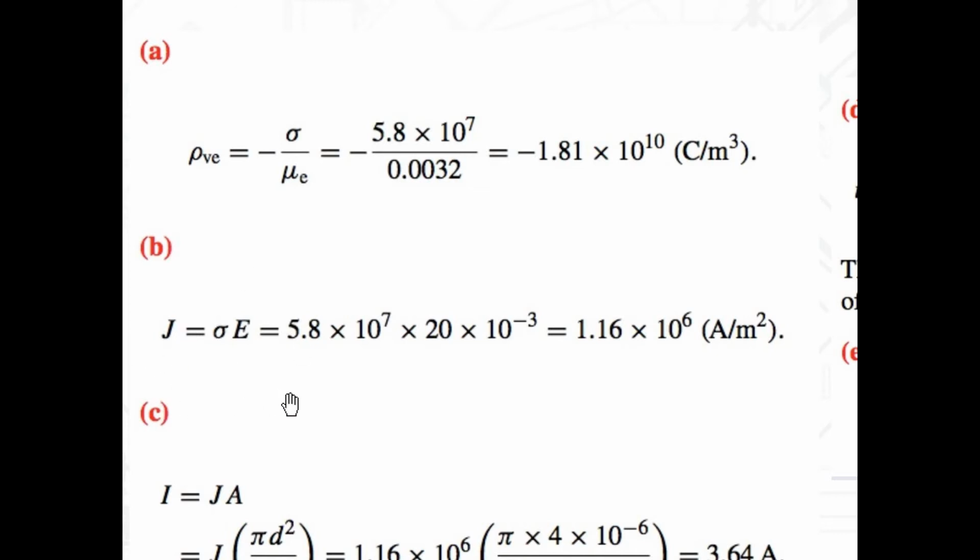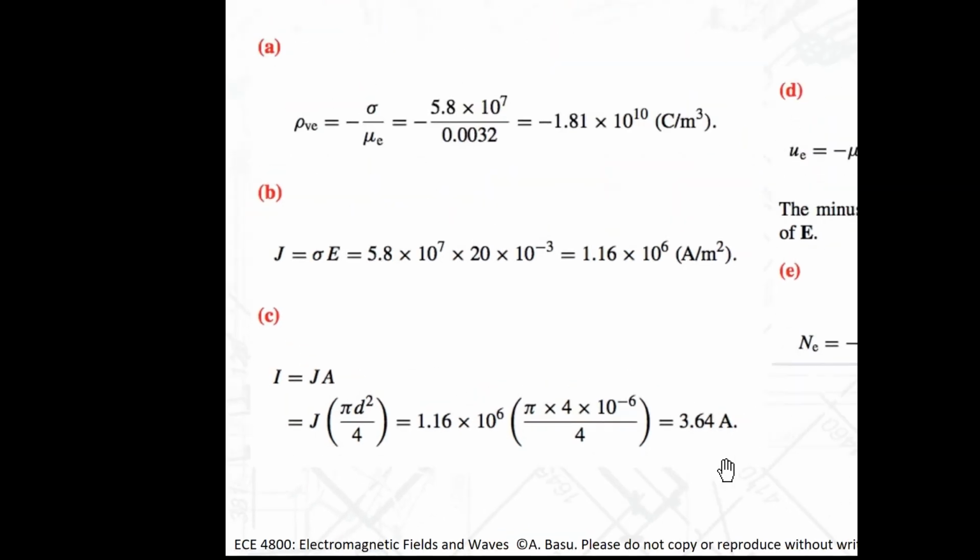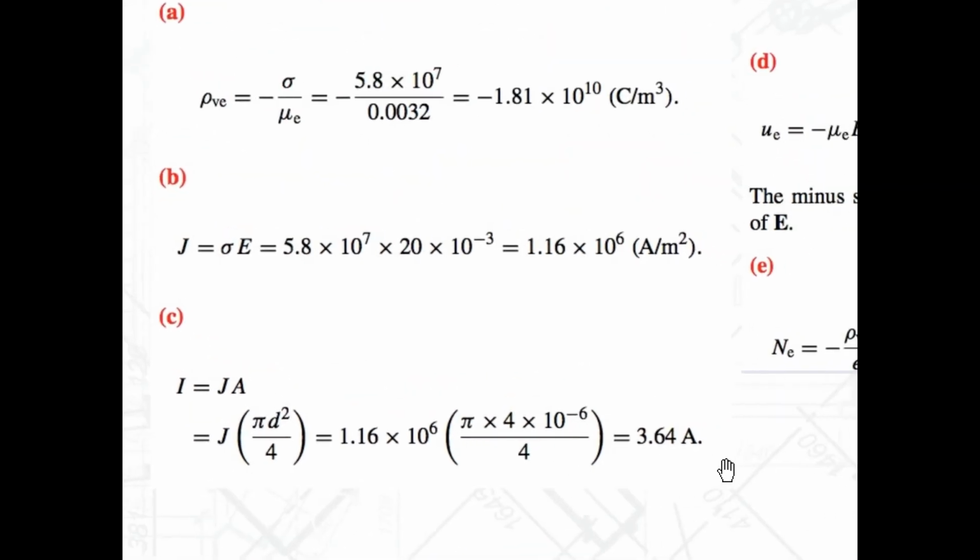J is equal to sigma times E. So you're given the sigma in this problem, and you are given the current density in the problem. I'm sorry, you're given the electric field, sorry. 20 millivolts per meter you're given. So this gives you the current density. Any questions so far?